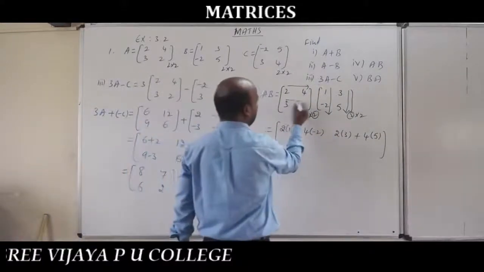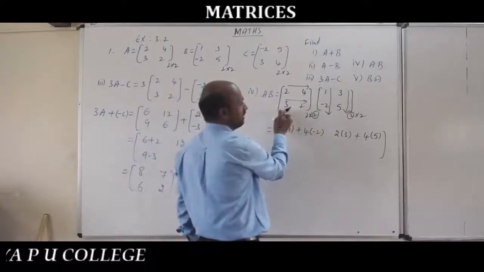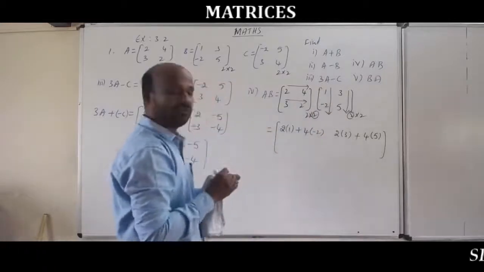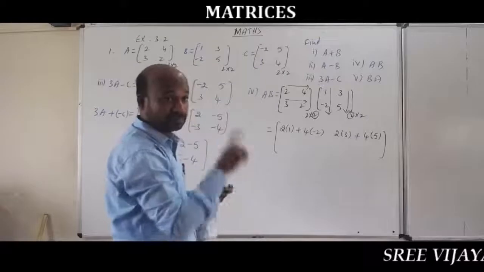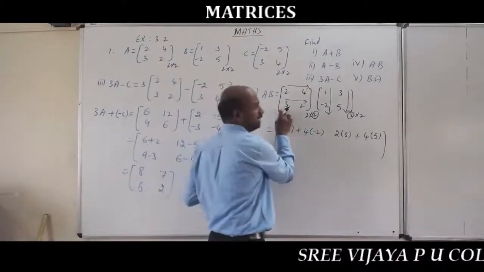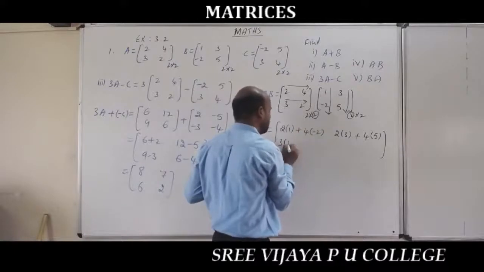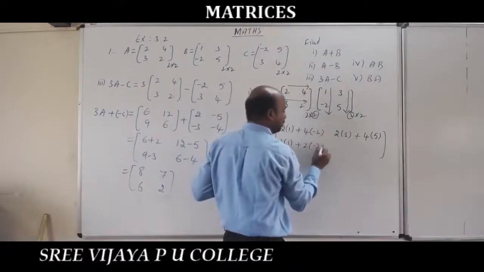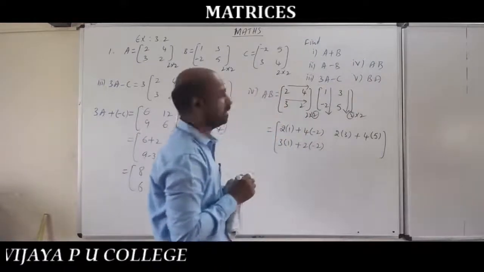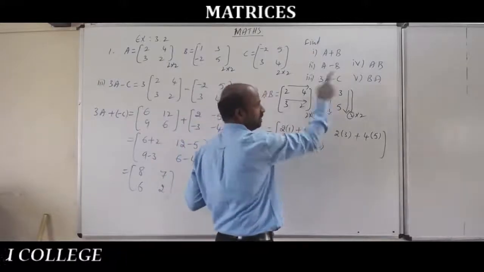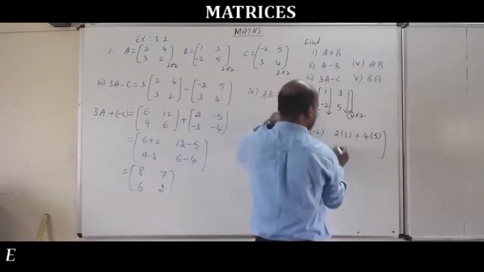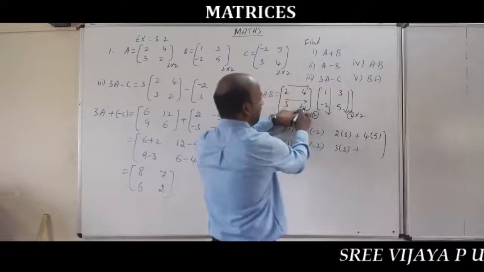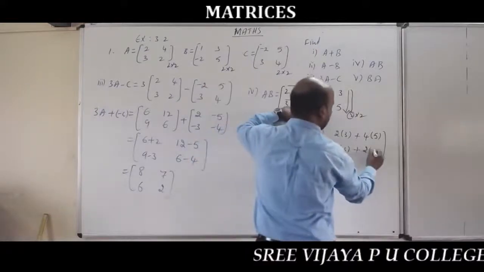Now the second row. Second row, first column: first element 3, here first element 1. So it is 3 into 1. Second element is 2 and here it is minus 2, so 2 into minus 2. Next, second row, second column: 3 into 3, plus sign. Here it is 2 and here it is 5, 2 into 5.